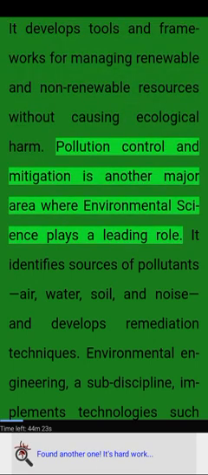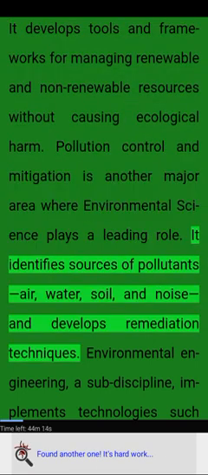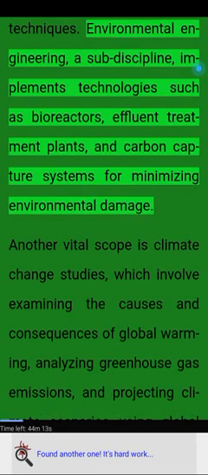Pollution control and mitigation is another major area where environmental science plays a leading role. It identifies sources of pollutants, air, water, soil, and noise, and develops remediation techniques. Environmental engineering, a subdiscipline, implements technologies such as bioreactors, effluent treatment plants, and carbon capture systems for minimizing environmental damage.